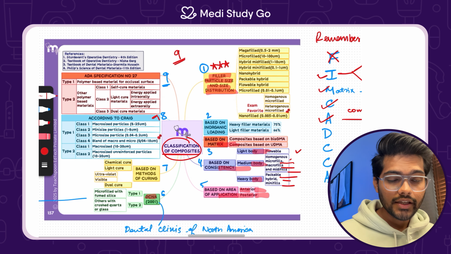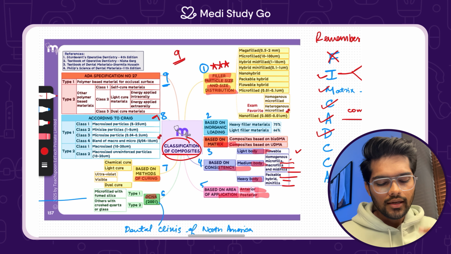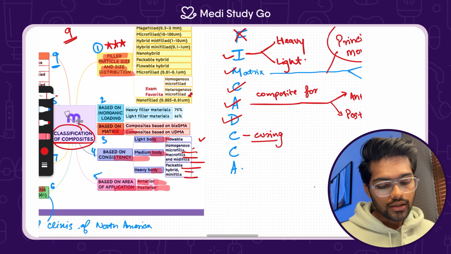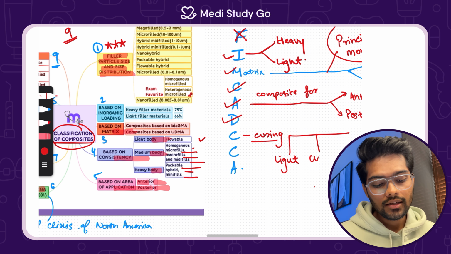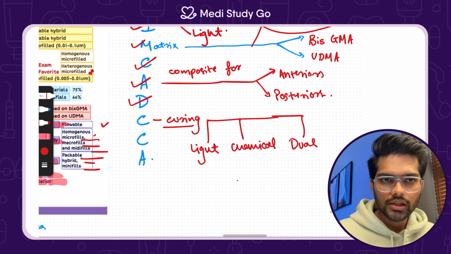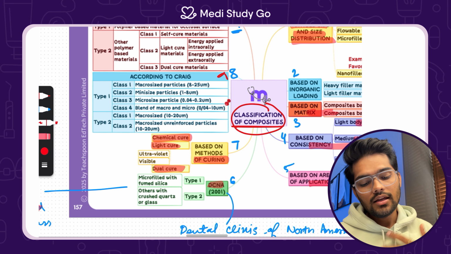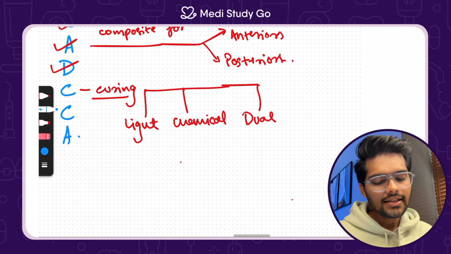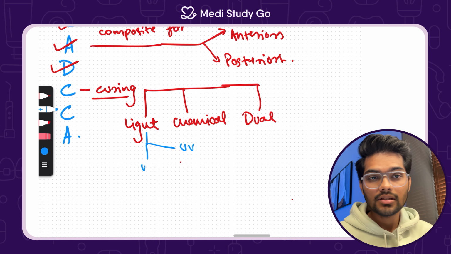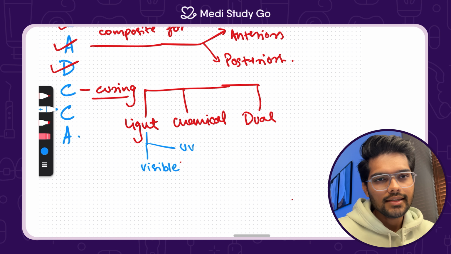Next, we have classification based on the method of curing. So composites can either be cured by light curing, chemical curing, or dual curing. Light curing can be further divided into visible light or UV light. The visible light here is usually visible blue light, which is used in most of the clinical practices.